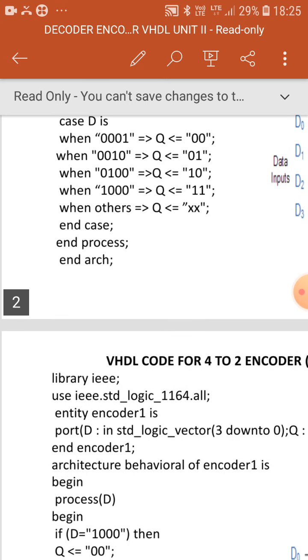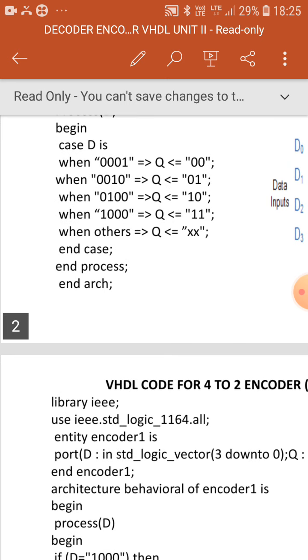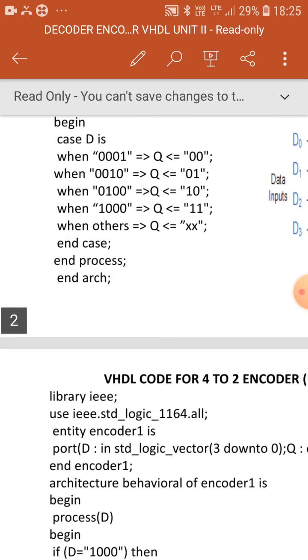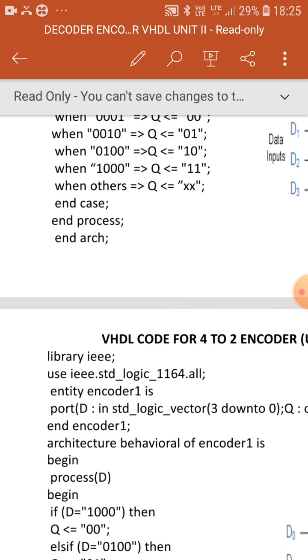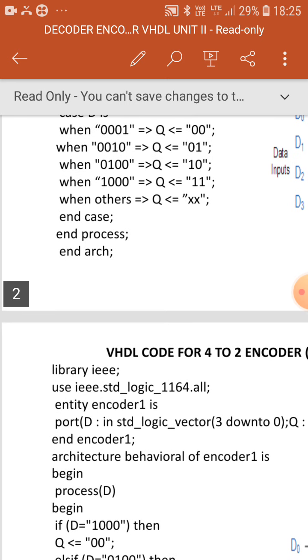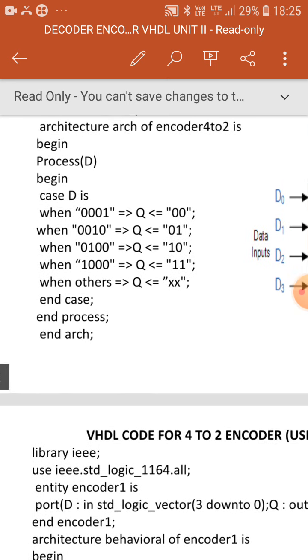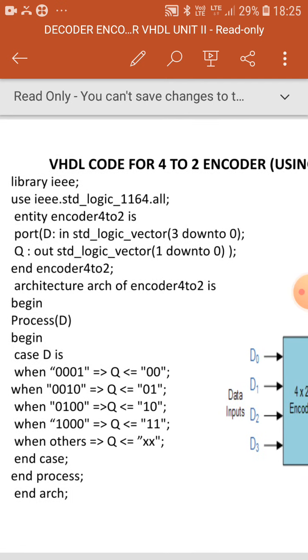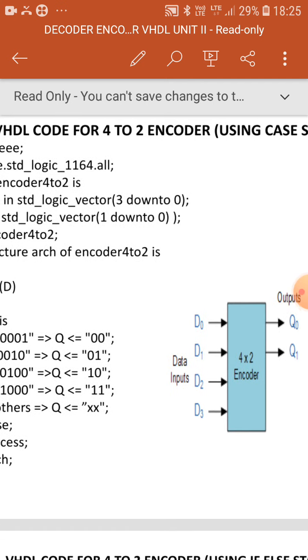Next, I am closing the case statement, so end case. Next, I am closing the process, so end process. In the last line, I am closing the architecture, so end architecture. Okay. This is the VHDL program for 4 to 2 encoder.